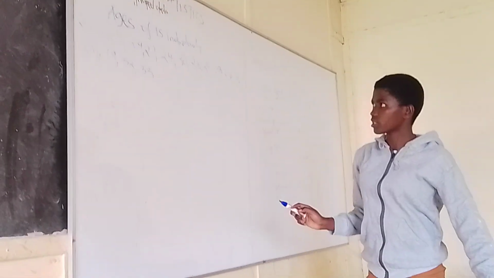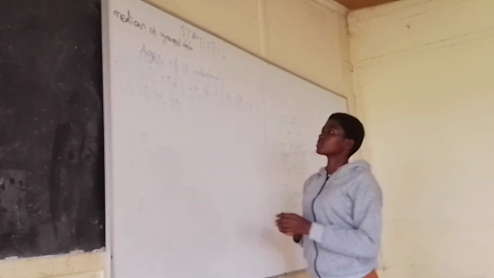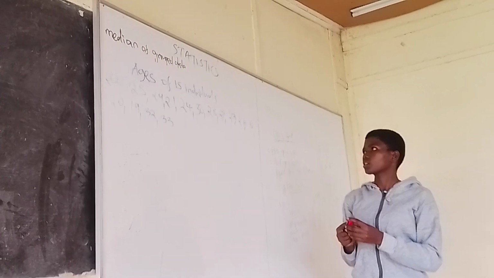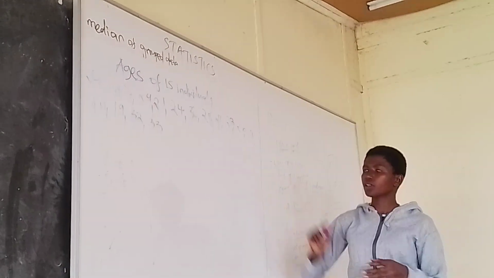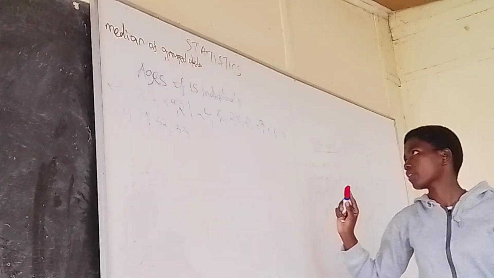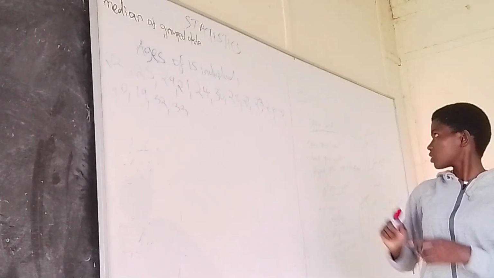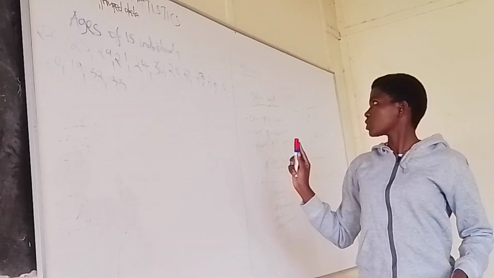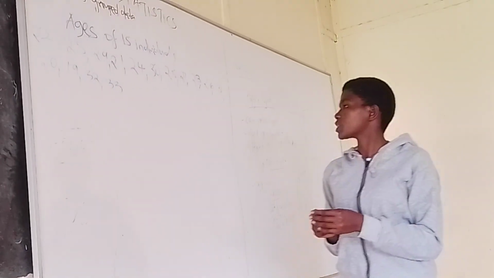So these are the ages of 15 individuals. Then the question is, find the median, not mean. So when you want to find the median, the first thing to do is to arrange the information in ascending order. Ascending order means you start from the smallest to the largest.